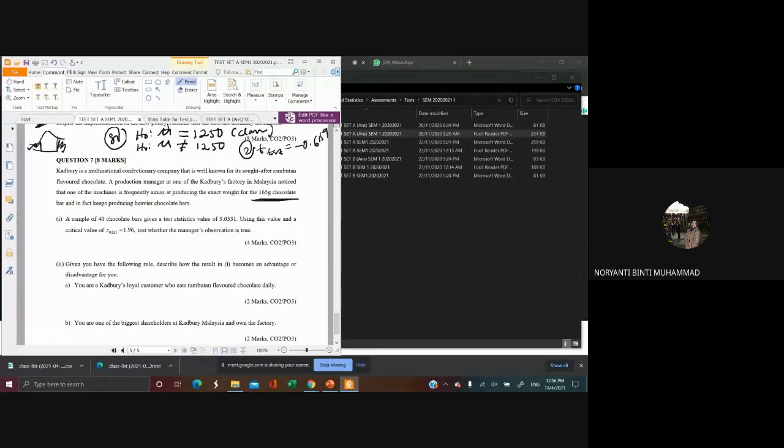A sample of 40 chocolate bars gives a test statistic. So you know this is sample size n equal to 40. Give a test statistic. So the test statistic is step number 2, either Z or T. If we see 40, which one do we use here, T or Z? Anyone? Z. Okay, because of 40. So the test statistic will use Z.